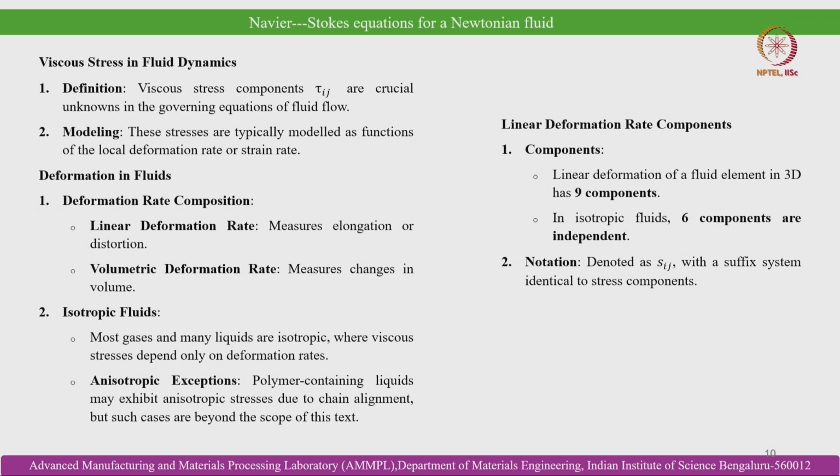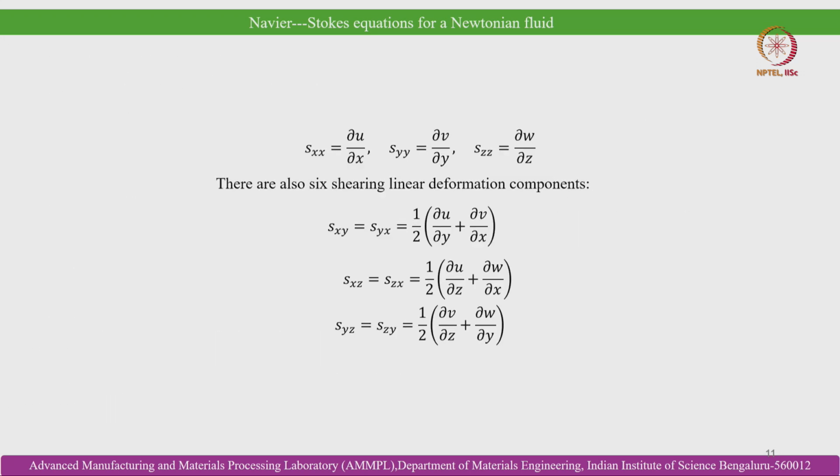Now let us focus on the linear deformation rate components. The linear deformation of a fluid element in 3D has 9 components, but in the case of isotropic fluids, 6 components are independent. The notation is Sij, with a suffix system identical to the stress components. So Sxx is equal to ∂u/∂x, Syy is equal to ∂v/∂y, and Szz is equal to ∂w/∂z.